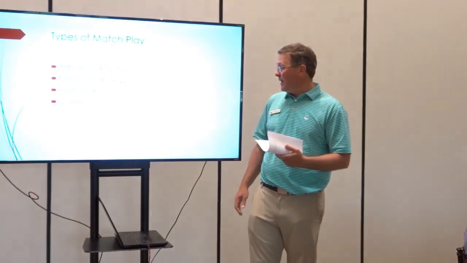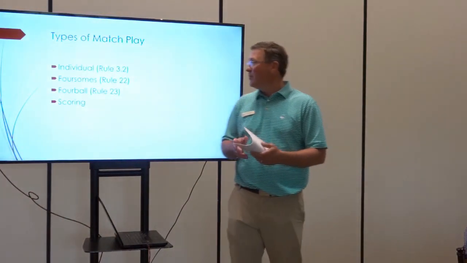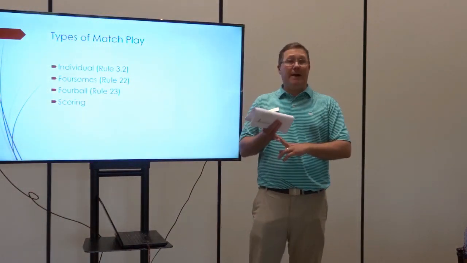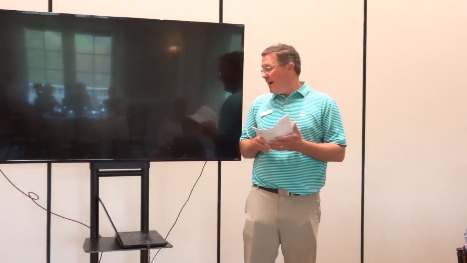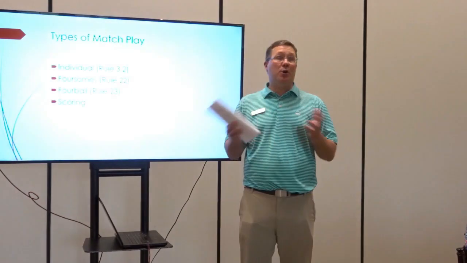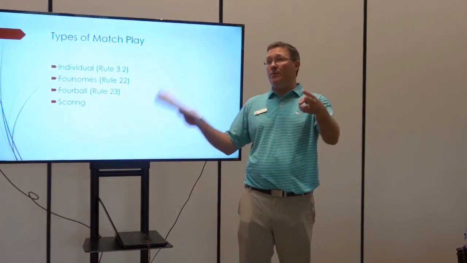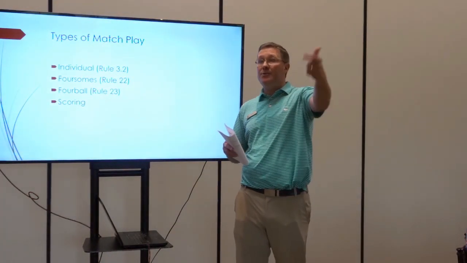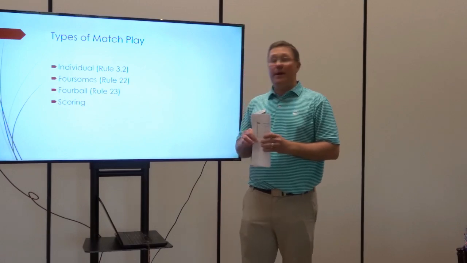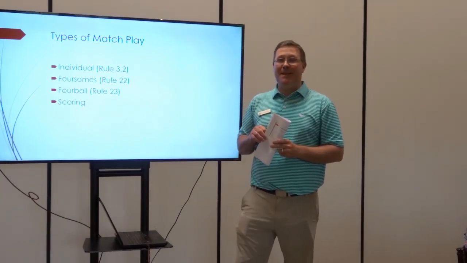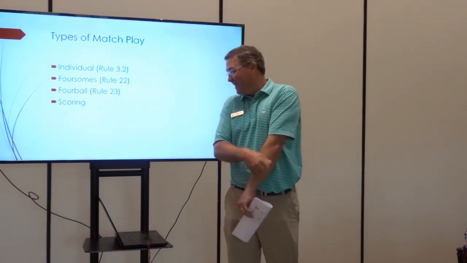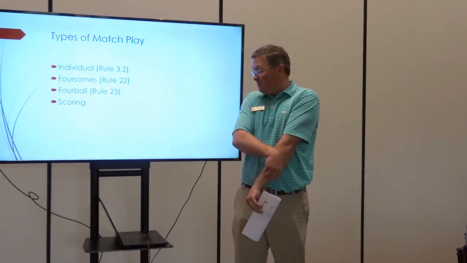Okay, types of match play. Come on, stay with me here. Individual match play, which would be one-on-one, is covered by Rule 3.2 under match play. Foursomes, which is alternate shot, would be 2 people on one team versus 2 on another, and they're alternating shots. We'll define it and we'll skip by it. That's very challenging, but that would be foursomes.